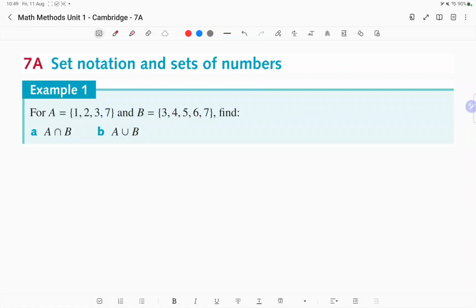All right, in this chapter, we'll learn about set notation and sets of numbers. Now, what I find is that the best way to learn about these new notations is to start straight with the example. Okay, so let's analyze each part of this example question here.